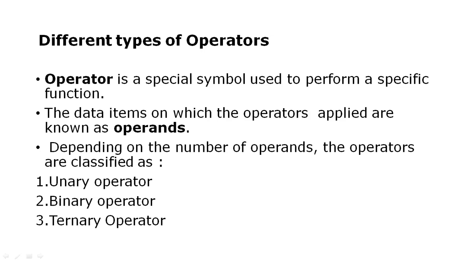Different types of operators. An operator is a special symbol used to perform a specific function. The data items on which the operator is applied are known as operands. Depending upon the number of operands, the operators are classified as unary operator, binary operator, and ternary operator.